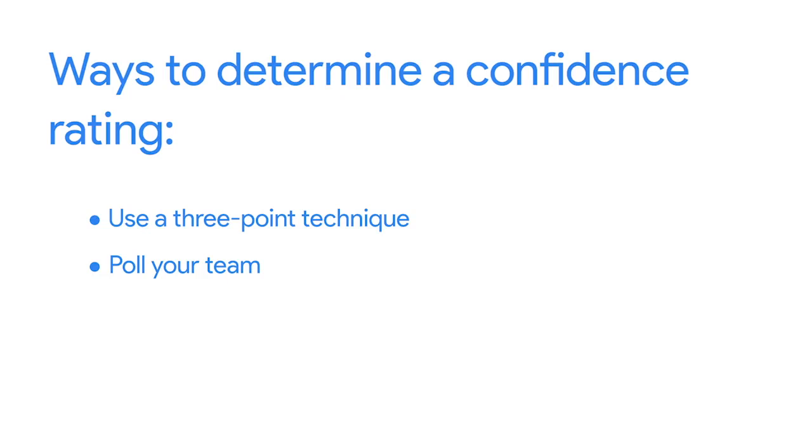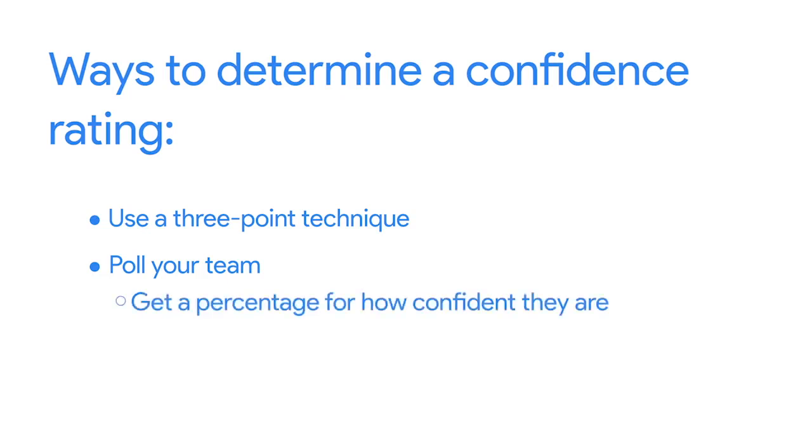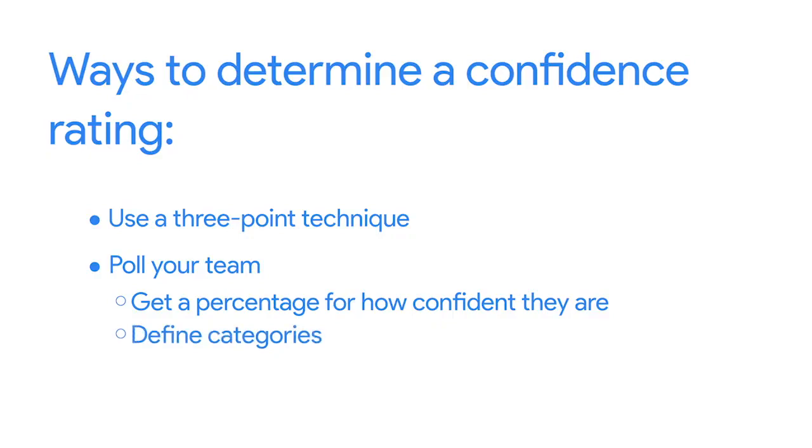To do this, you could calculate their level of confidence as a percentage, which means polling everyone on their estimates and calculating the average confidence level. You might find that they're 90% confident, which would mean you have an overall high confidence rating. Or maybe they're only 60% confident, which would mean you have a medium confidence rating. Or you could define categories for the team.